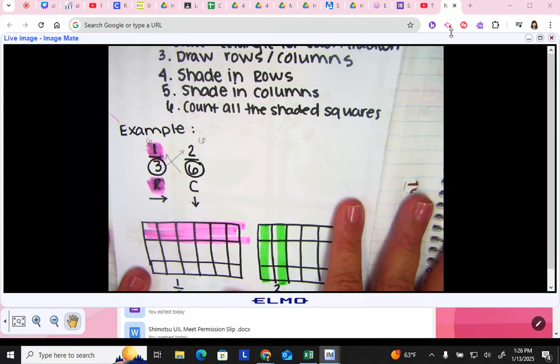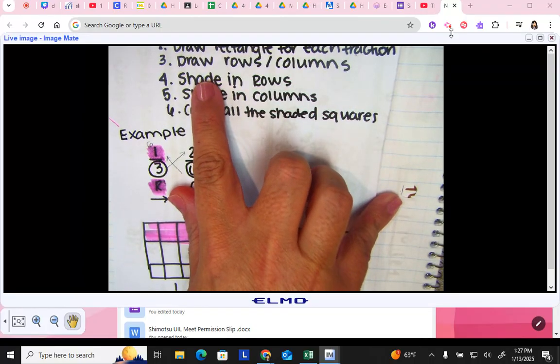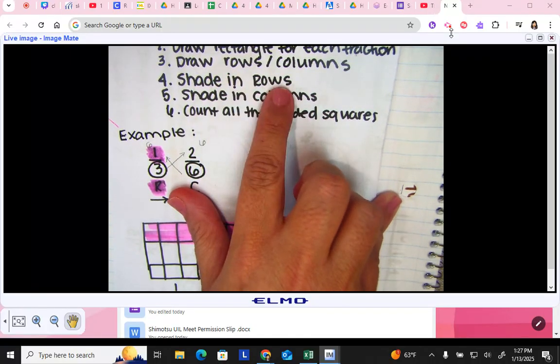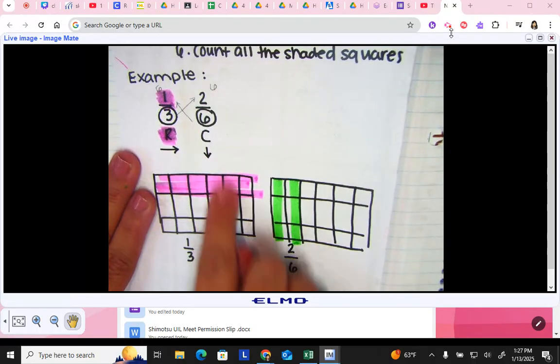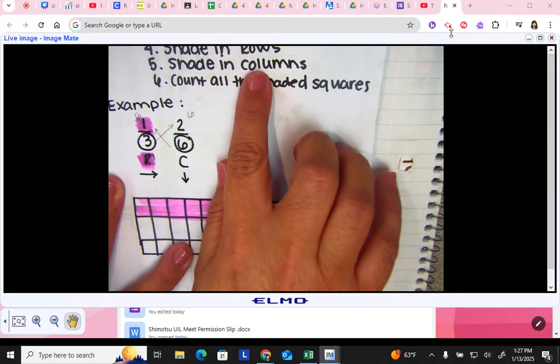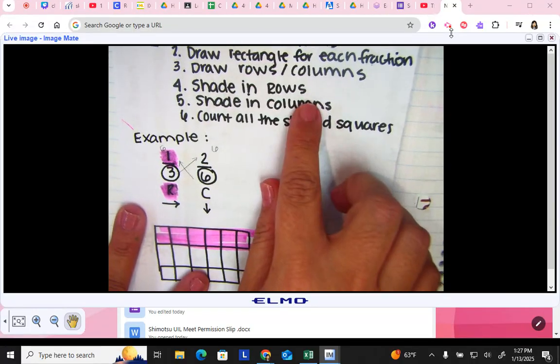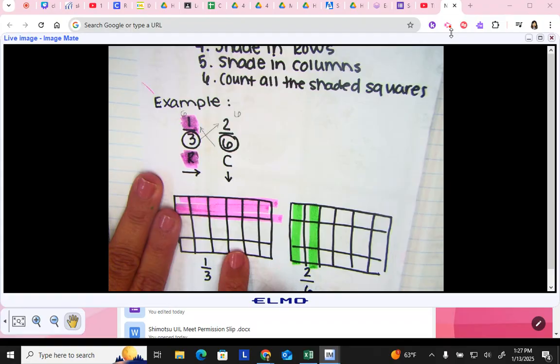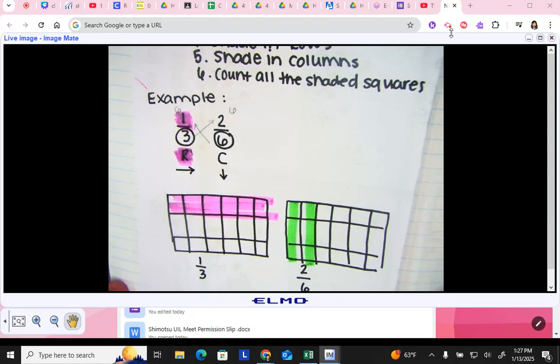So to go back to this part, somebody had asked me, why did you put shade in rows and shade in columns into 2 different steps? Because shade in rows is only for this figure. Shade in columns is only for this figure. If I put shade in rows and columns, it sounds like it's in the same one. So I wanted to make that separate. I didn't want you to do one up and then one down. And it'll make no sense.